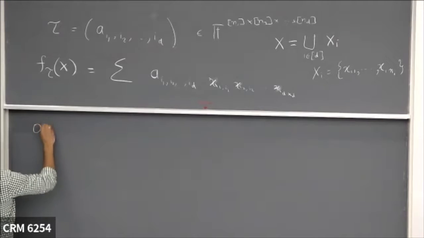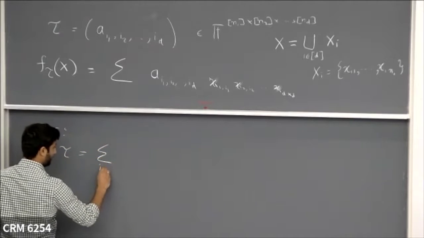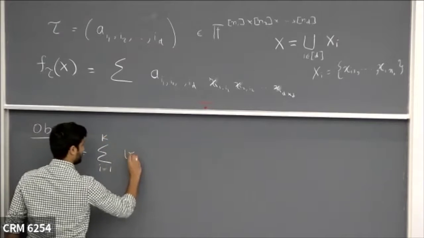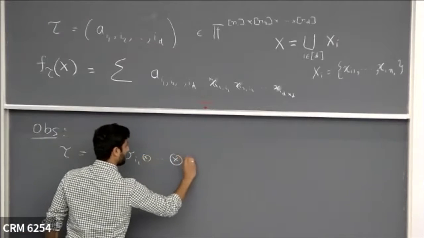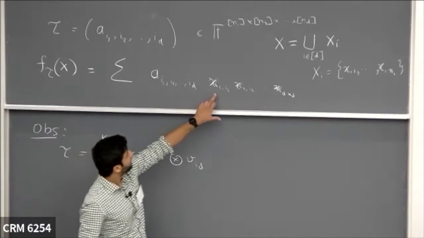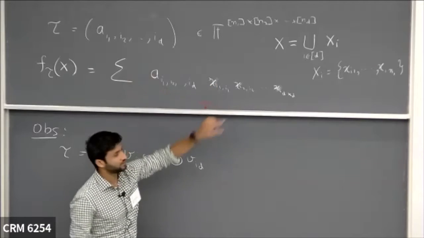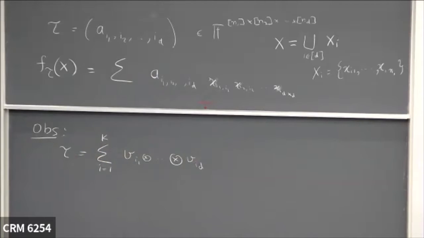There is an observation that if tau has a rank k decomposition, with vectors v_{i1}, ..., v_{id}, then it's equivalent to saying something about f_tau. Someone asks: you're looking at symmetric tensors? No, I'll also talk about symmetric tensors, but this is for general tensors. That's why there is this variable partition. I've added this extra index to put a signature of which entry was there.